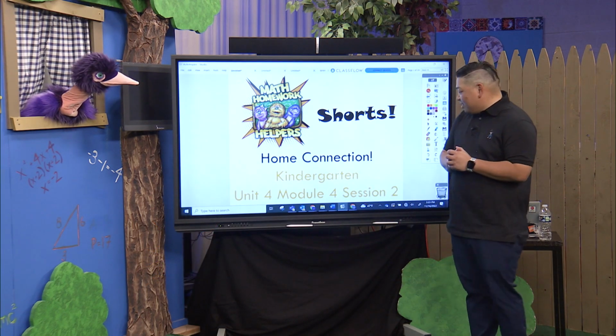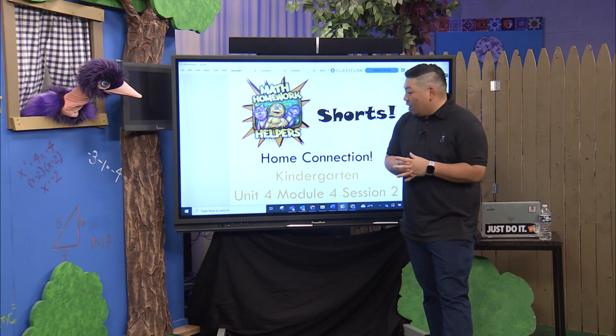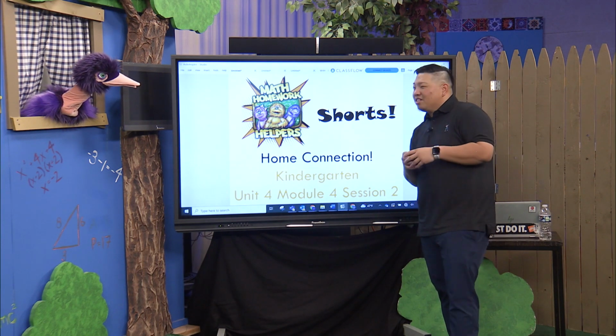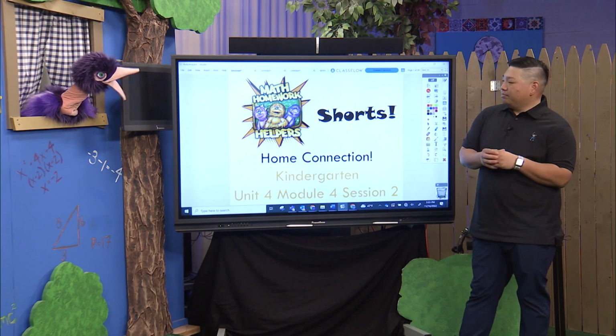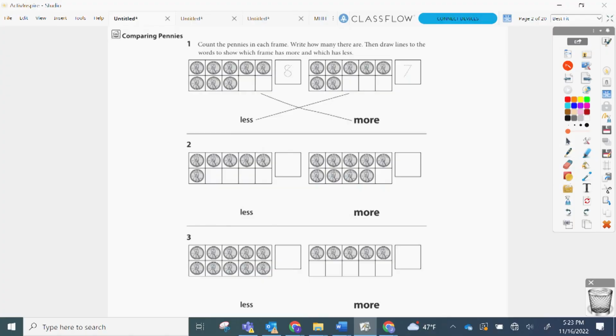So for this week, our kindergarten friends are finishing up their unit on some pathways to addition, subtraction, and measurement. So we're going to take a look at some of the review stuff for that. Okay, sounds great. Let's get into it. What do we got? So we're going to start off with comparing some pennies. The directions say, count the pennies in each frame, write how many there are, then draw lines to the words to show which frame has more and which has less.